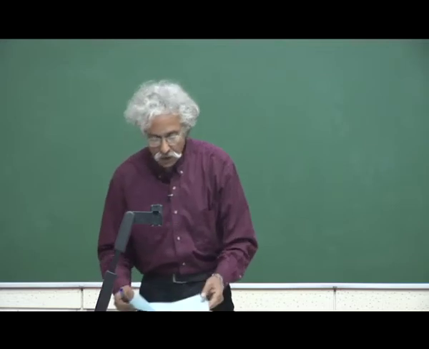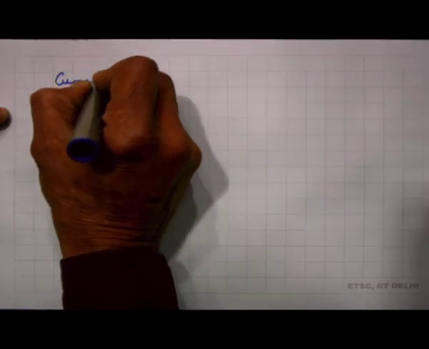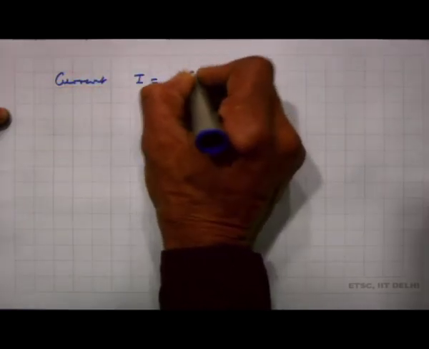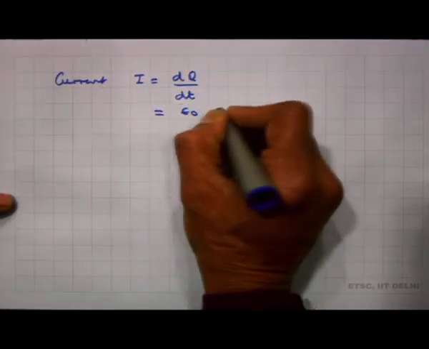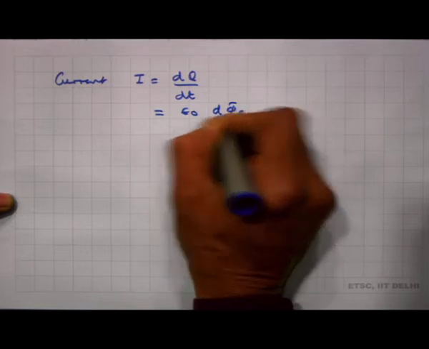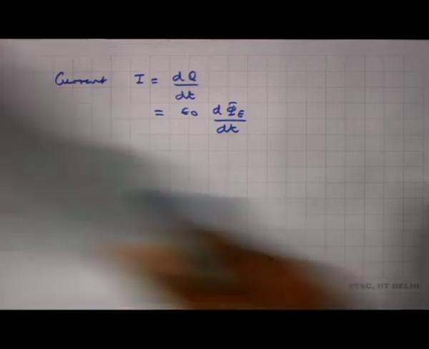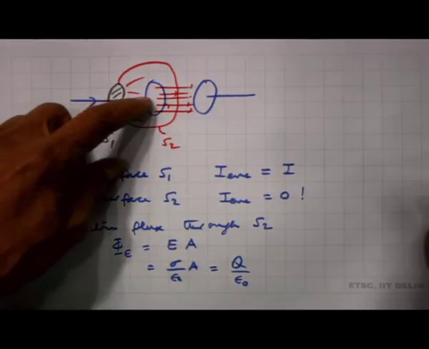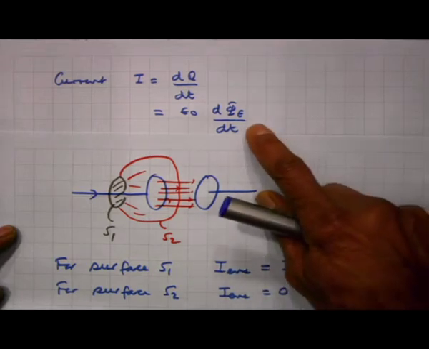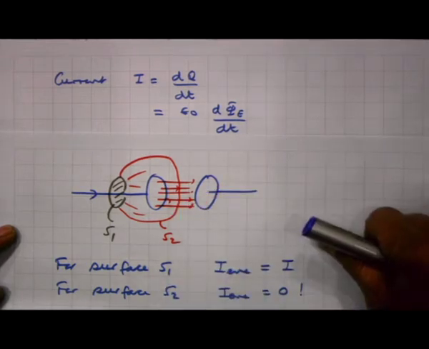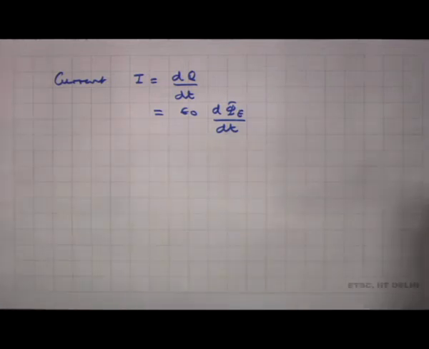So, now I calculate the current. I is equal to dq by dt, which according to this equation is nothing but epsilon 0 d phi e by dt. So, the current that is flowing through this wire into the capacitor plates is exactly equal to epsilon 0 times the rate of change of electric flux through the surface. So, I can actually modify Ampere's law to the following equation.